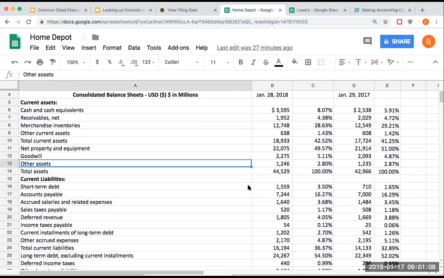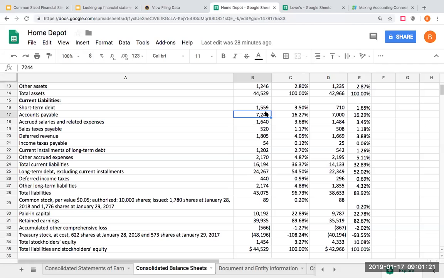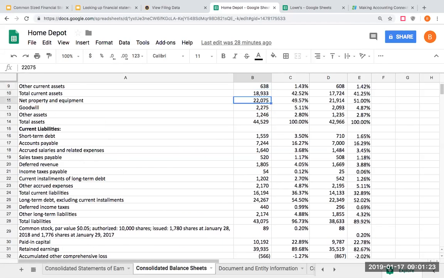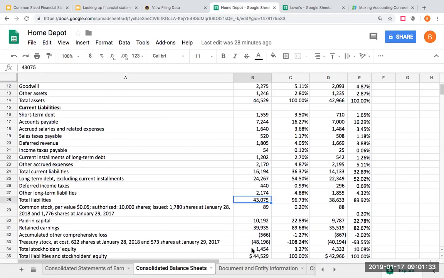What's really interesting about these two companies is, as you look here, you'd say, oh my goodness, Home Depot has total assets of roughly $44 billion, but liabilities of $43 billion. So that must mean these guys are so leveraged that they're about to go broke.